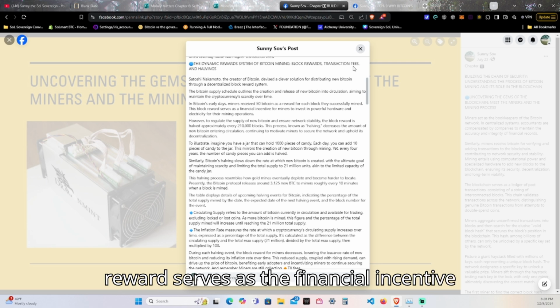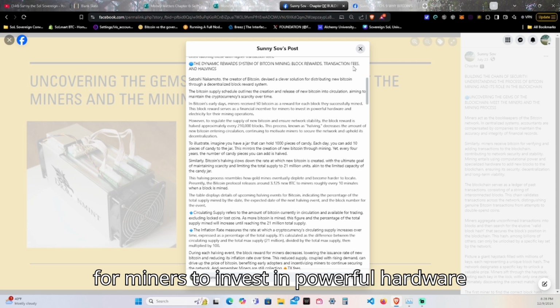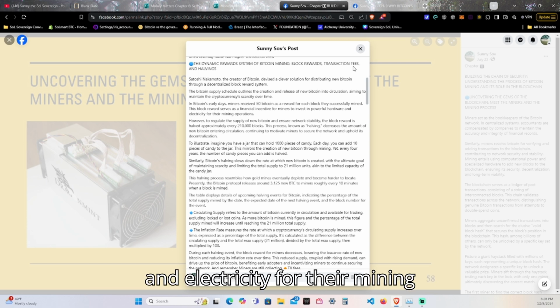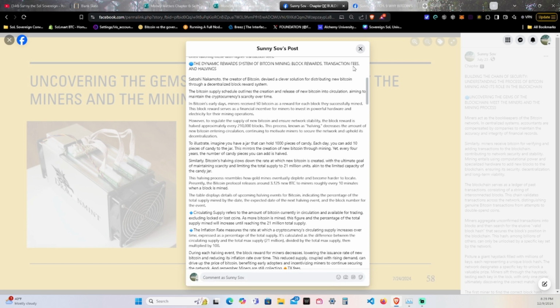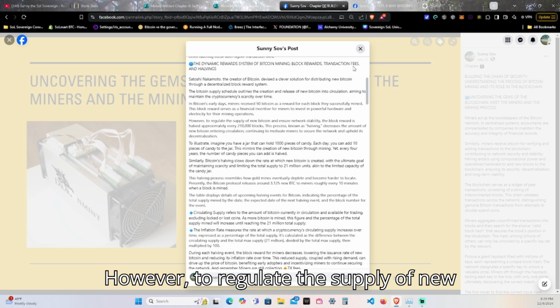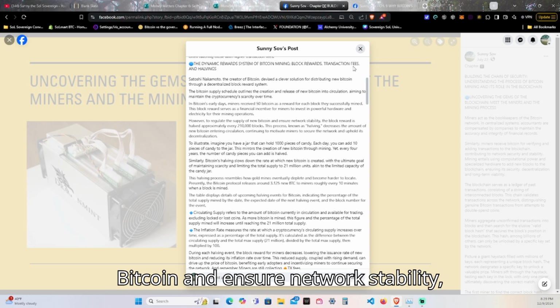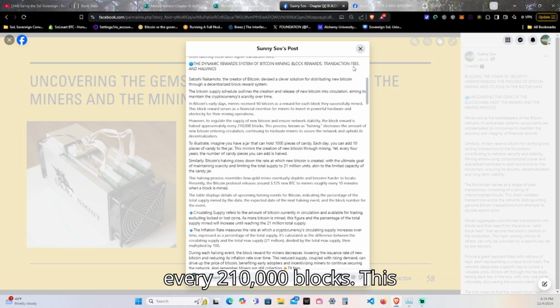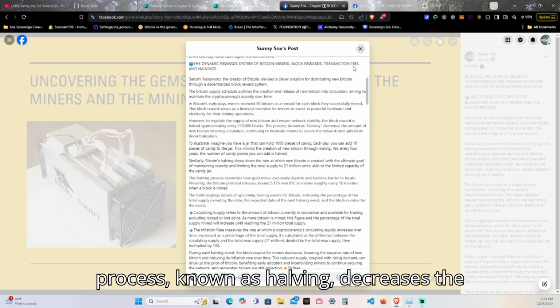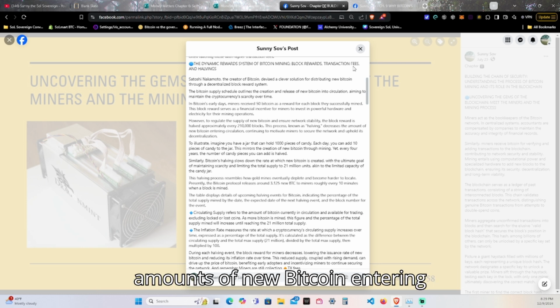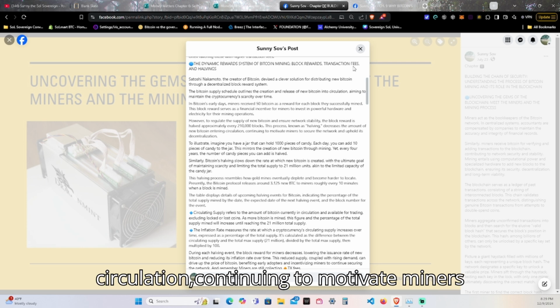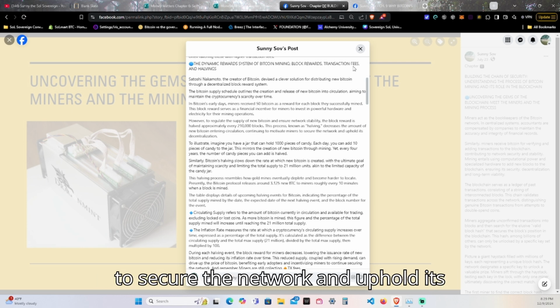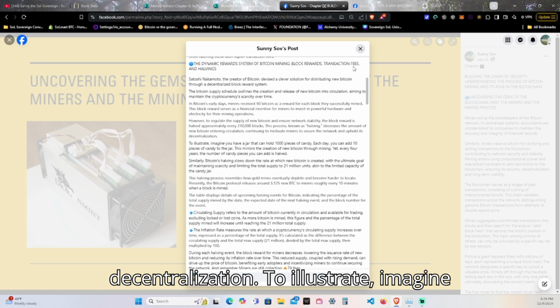This block reward serves as the financial incentive for miners to invest in powerful hardware and electricity for their mining operations. However, to regulate the supply of new Bitcoin and ensure network stability, the block reward is halved approximately every 210,000 blocks. This process, known as halving, decreases the amount of new Bitcoin entering circulation, continuing to motivate miners to secure the network and uphold its decentralization.